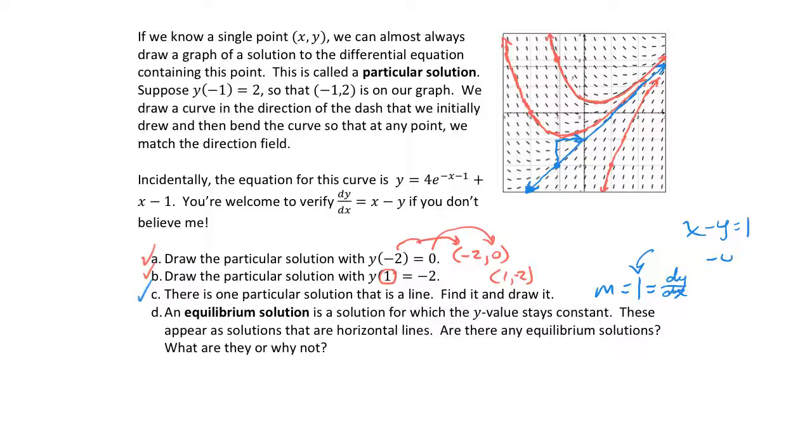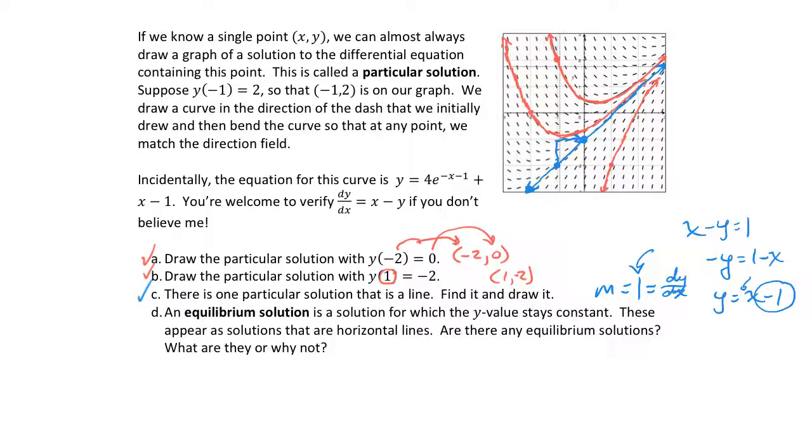If I subtract x from both sides, I get negative y equals 1 minus x. And if I multiply both sides by negative 1, I'll get y equals x minus 1. It is a line, as we suspected, right? It's a linear function. The slope of this line is equal to 1, and the y-intercept is negative 1. Look at that. We got it exactly.